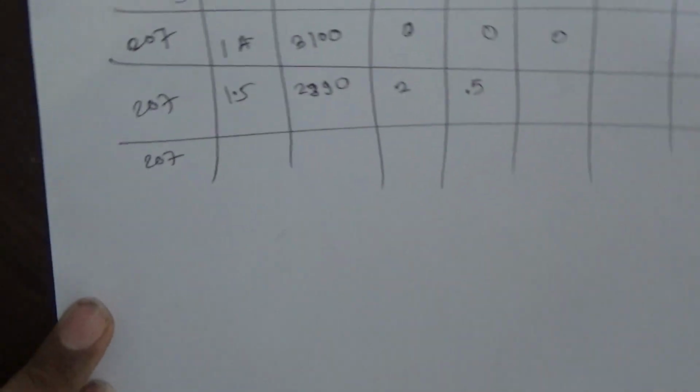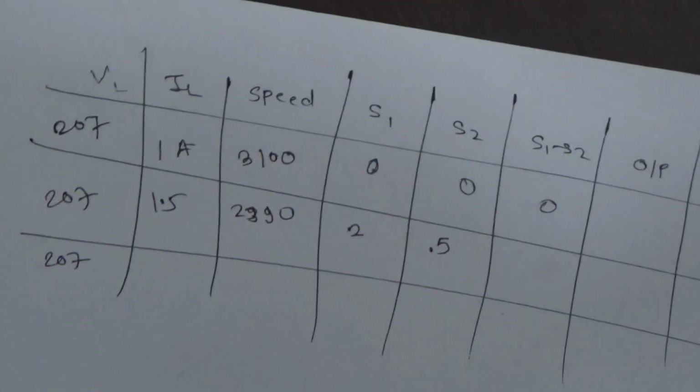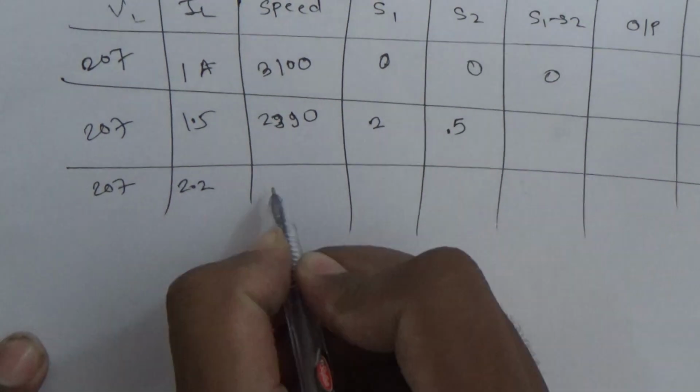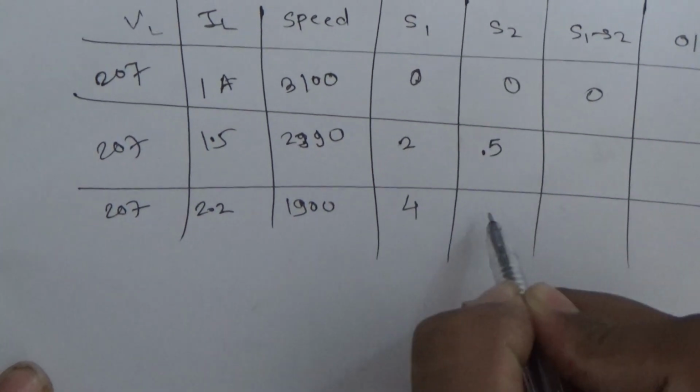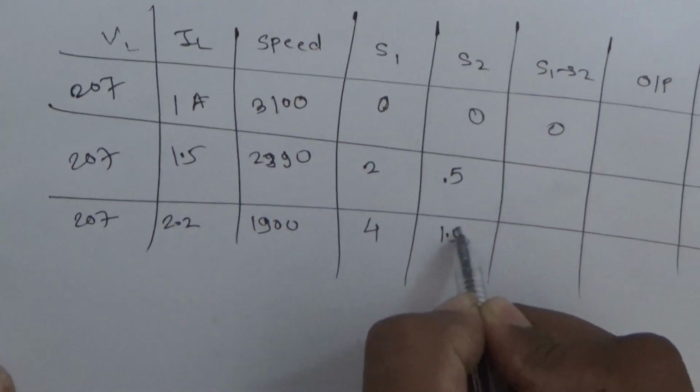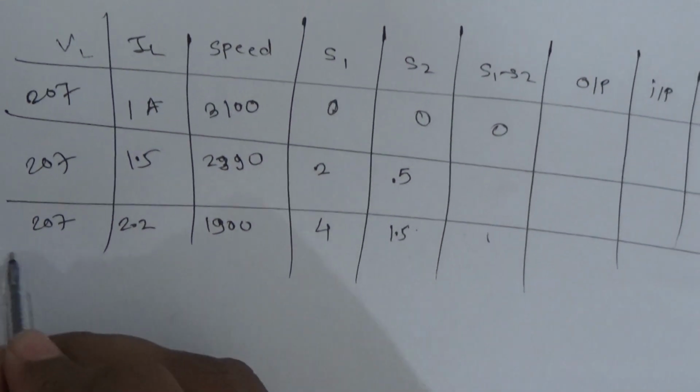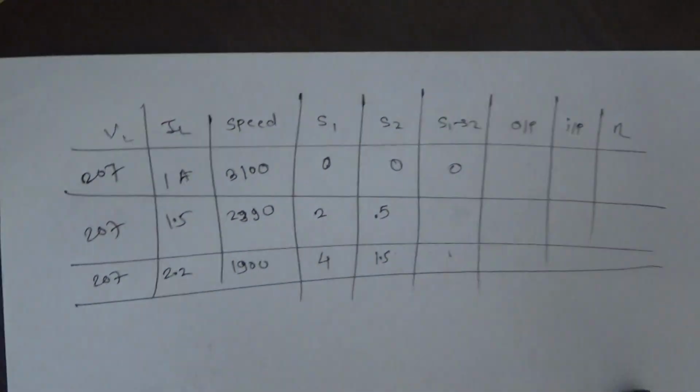Voltage will be constant. Current we can measure here, it is around 2.2. Speed that we had calculated is 1900. One spring is 4 and the other spring is 1.5 kg. So these are the 3 readings, which is enough for the experiment. Now we will release the load.